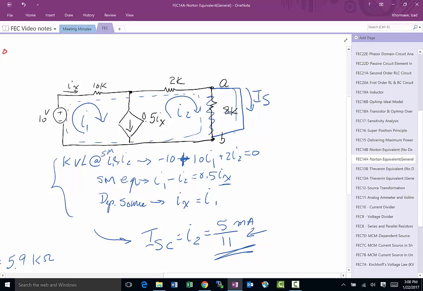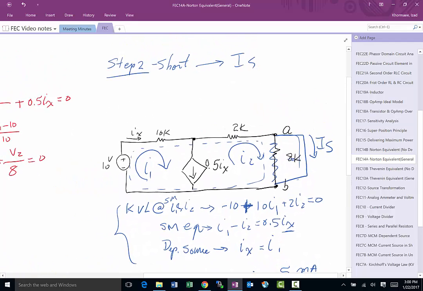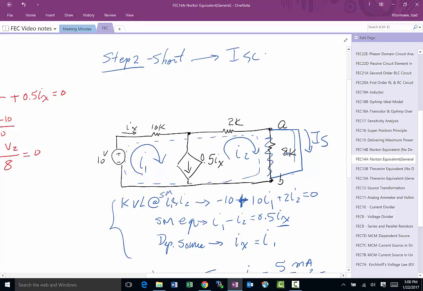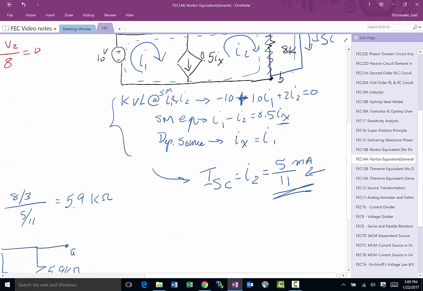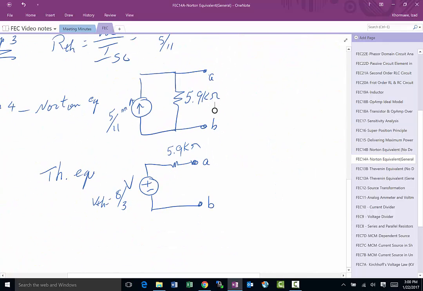Then you solve again, this time you put a short across it, and this would be your step number 2, short circuit, and you find I short circuit, where the short circuit is between A and B. And from there we use I short circuit to draw either a Norton equivalent model or a Thevenin equivalent model, which is shown below.